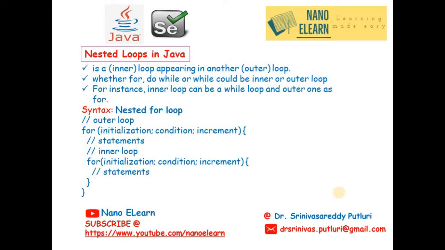For instance, an inner loop can be a while loop, while an outer loop can be a for loop. Also, both the inner loop and outer loop can also be the same. That is why the nested loop is also called as loop inside loop.